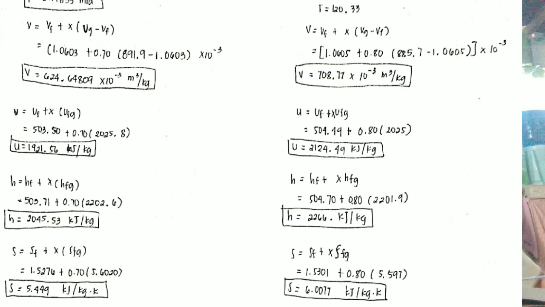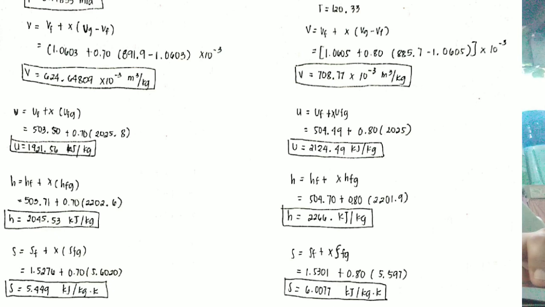What is left is H and S. For H, the formula of the wet properties of H is HF plus X of HFG. So let's find HF.